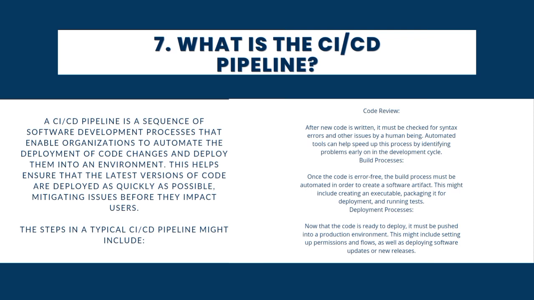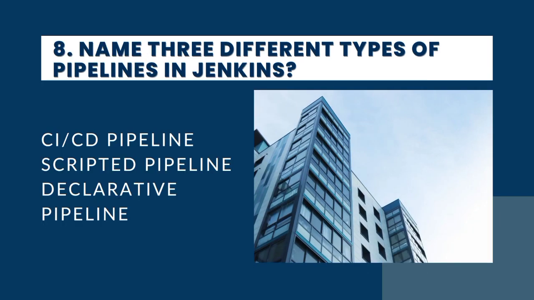Deployment processes. Now that the code is ready to deploy, it must be pushed into a production environment. This might include setting up permissions and flows, as well as deploying software updates or new releases. 8. Name 3 different types of pipelines in Jenkins. CI/CD pipeline. Scripted pipeline. Declarative pipeline.